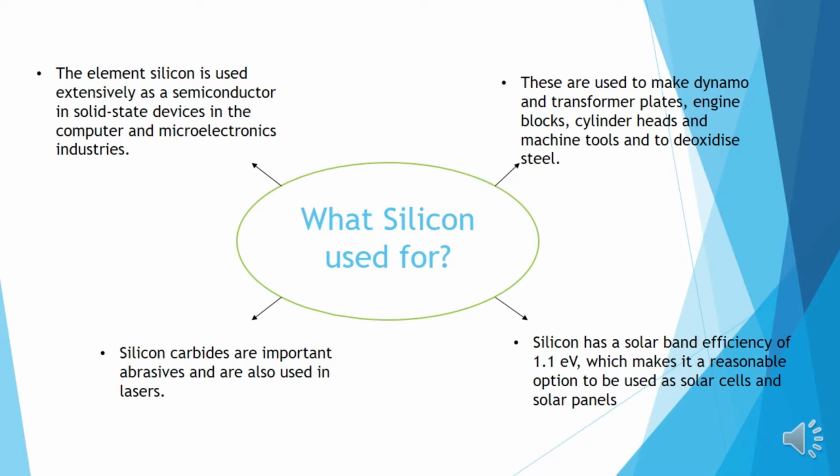Silicon has a band gap of 1.1 electron volt, which makes it a reasonable option to be used as solar cells and solar panels.